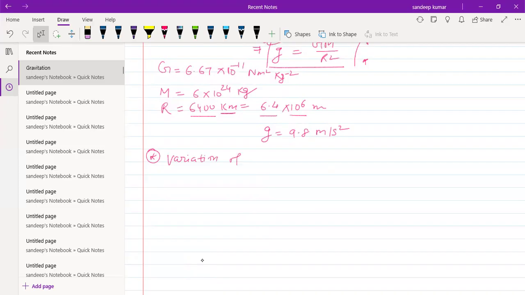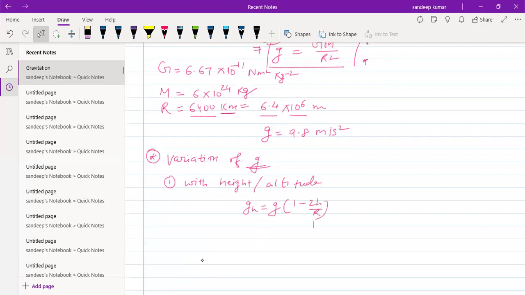Variation of g. Acceleration due to gravity changes, first with height or altitude. How does it change? The expression you remember: g_h is equal to g times (1 minus 2h by R).